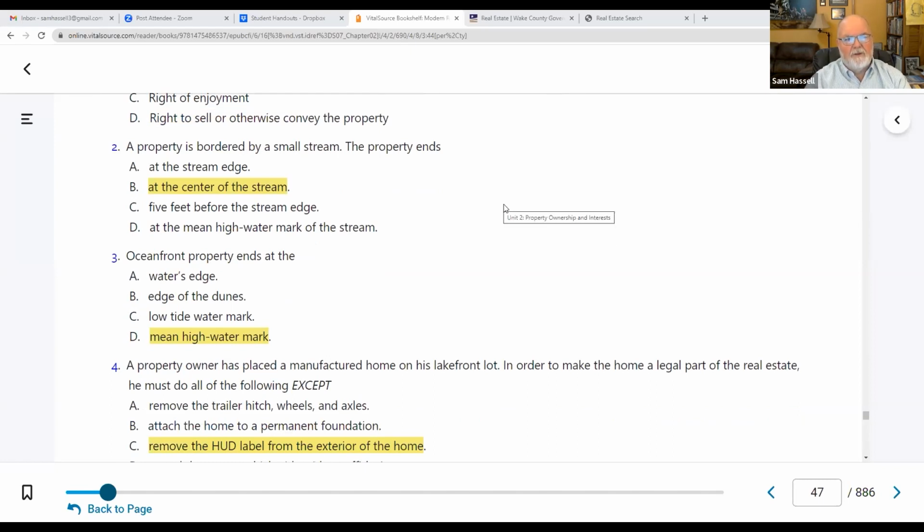Number 2. A property is bordered by a small stream. The property line ends where? If it's not navigable, meaning we can't float a barge or any kind of commercial vehicle down there, it ends at the center of the stream. If we can float some sort of commercial vehicle through there, a jet ski, boat, anything like that, our property ends at the water's edge. So small stream, property ends at the center of the stream.